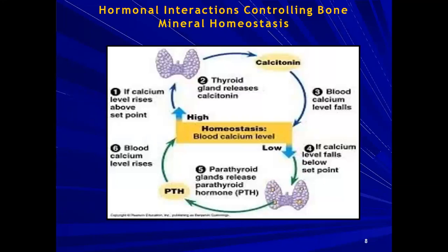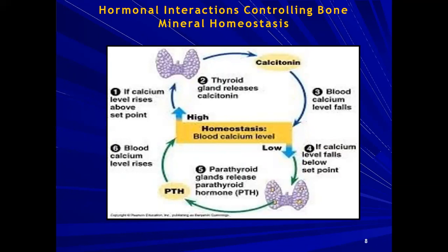In simple terms, this is an explanation of how hormone interaction controls bone mineral homeostasis. How does the body maintain mineral homeostasis? The main players are thyroid hormone and parathyroid hormone. They are the key players in this case.